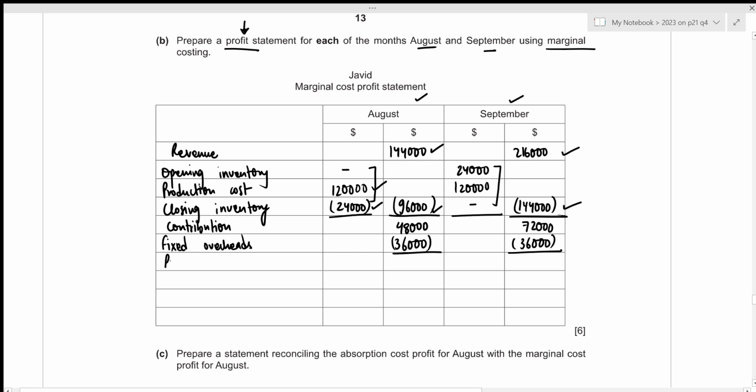Now we can finally calculate the profit. Okay, so the profit for the month of August will be 48,000 minus 36,000, which is also 12,000. Then we repeat the same process for September. That will be 72,000 minus 36,000, which is also 36,000. That's all for the second part. Let's move towards the third one.